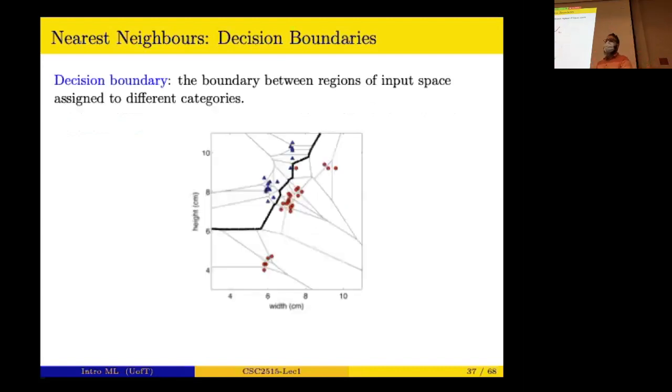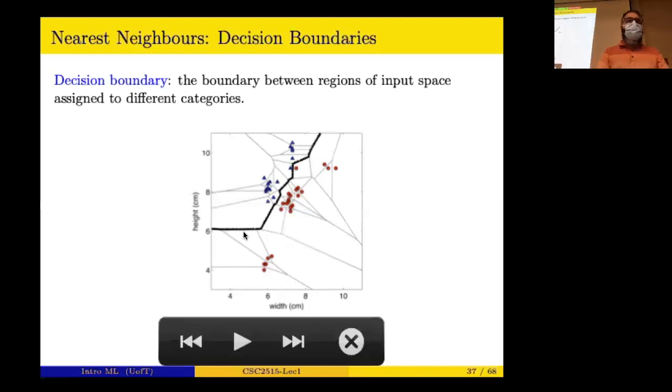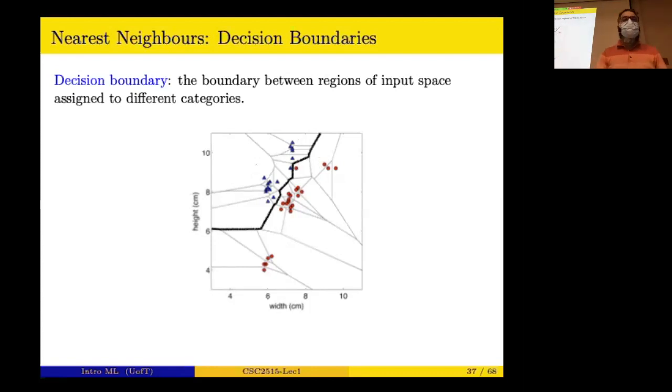There is another important concept called the decision boundary, which is the boundary between regions of input space assigned to different categories. So if the points are ordered like this, there would be this boundary, where anything on one side of it is assigned blue, and anything on the other side would be assigned red. So depending on whether we are on the left side or right side, the decision would be different.